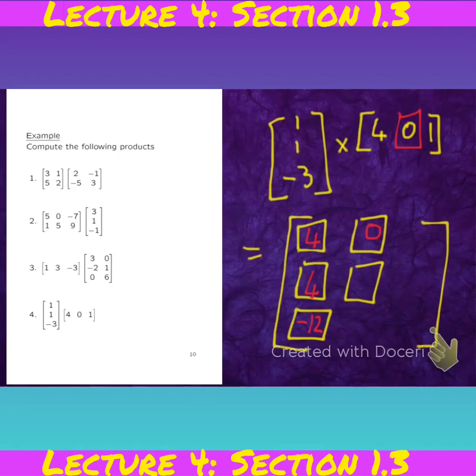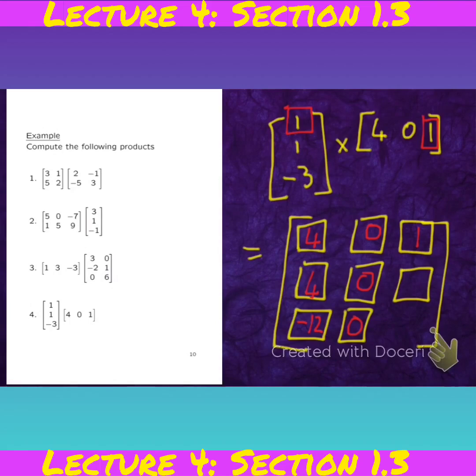Then we look at the entry in the second row in the second column, which is going to be the second row of the first matrix dotted with the second column of the second matrix, which is 0. Looking at the third row and the second column, we take the third row of the first matrix and dot that with the second column of the second matrix to get minus 3 times 0, which is 0. And then moving on to the last column, the first row and the third column, we take the first row of the first matrix and dot that with the third column of the second matrix and get 1 times 1, which is 1.